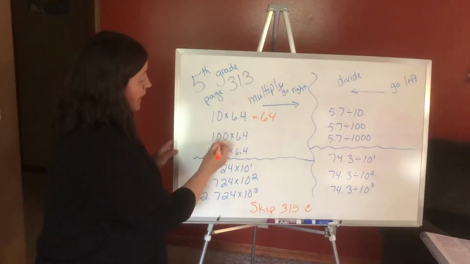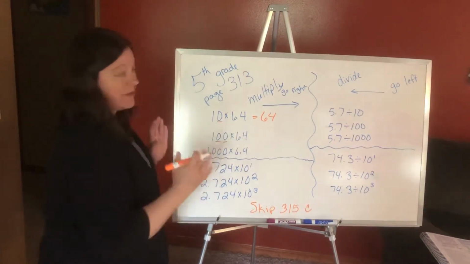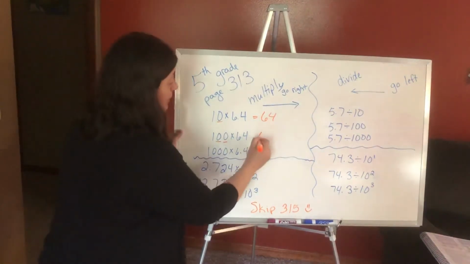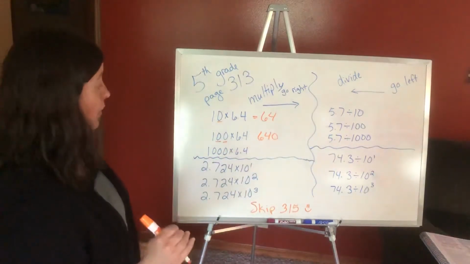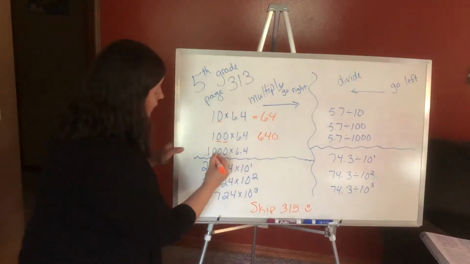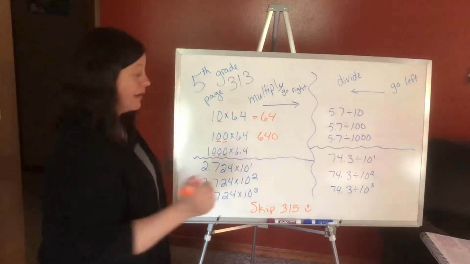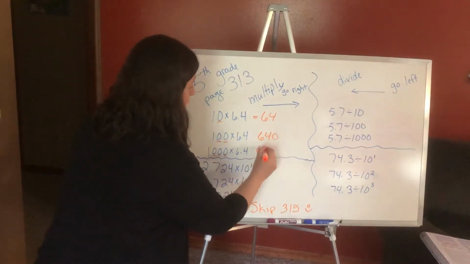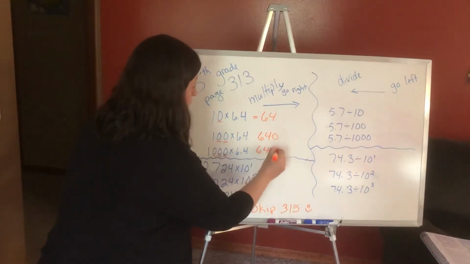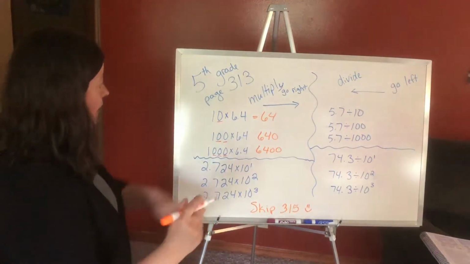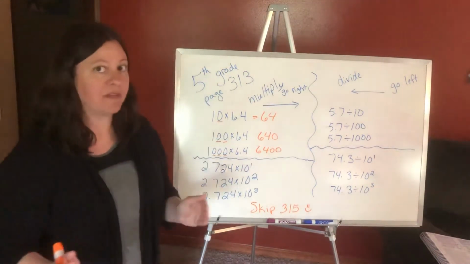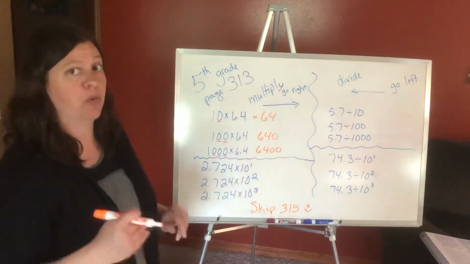100 tells me I'm going to move it 2 spots to the right. So it's going to be 6, 4, and then I have to add a 0 so that I can move it one more place. 1,000 tells me to move it 3 spots. So it'd be 6 and then the 4, 0, 0. So we can move it 3 spots over. Okay, so the 0s tell me how many places to move it to the right in multiplication.